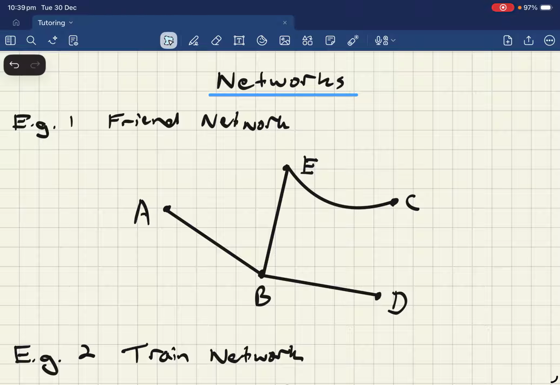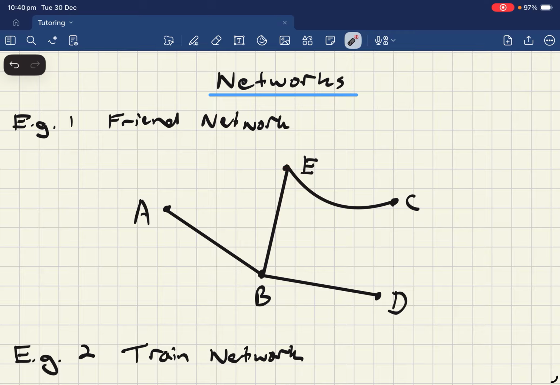So in example one, I have written down a friend network. What I have here is essentially a diagram. I have all of these points on here. We are going to define all of these and give all the formal definitions pretty soon as well. But you have all these different people: person A, person B, person C, D, and E. These dots represent all of these people, right? And you can see these lines connecting them.